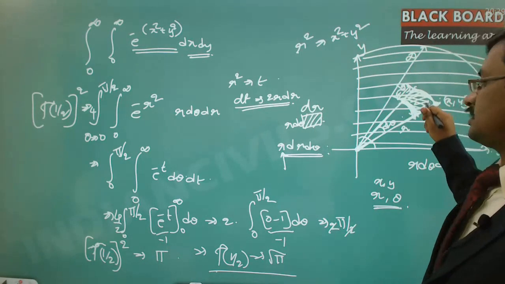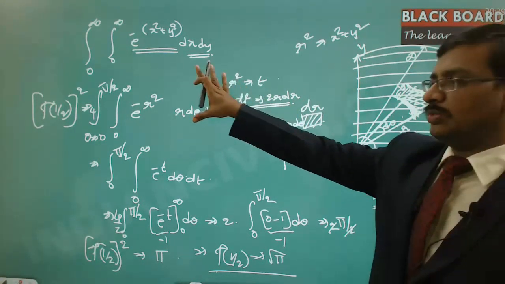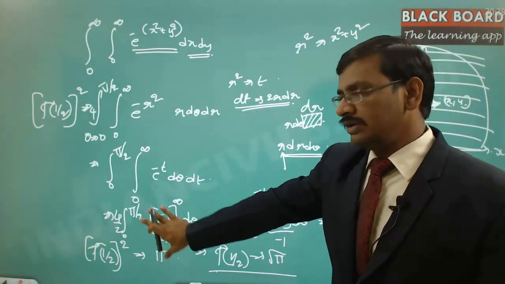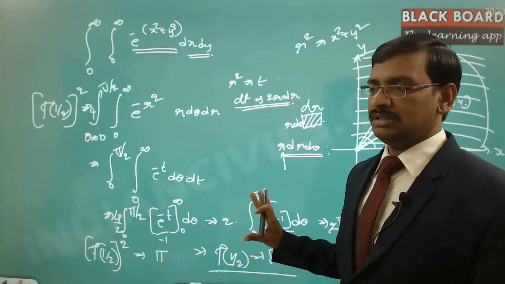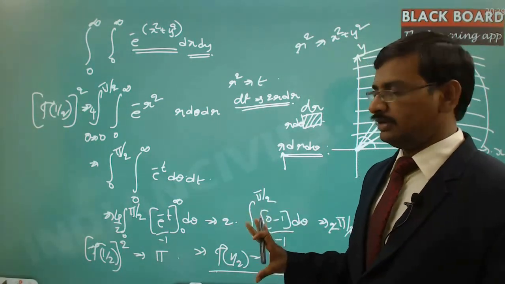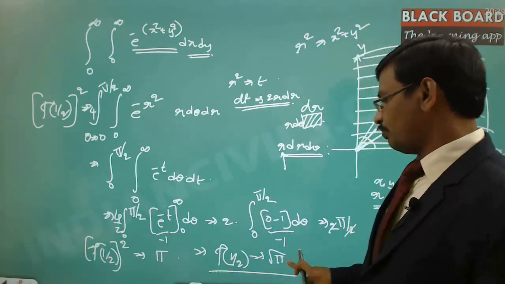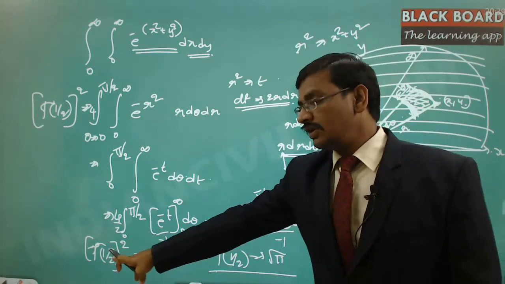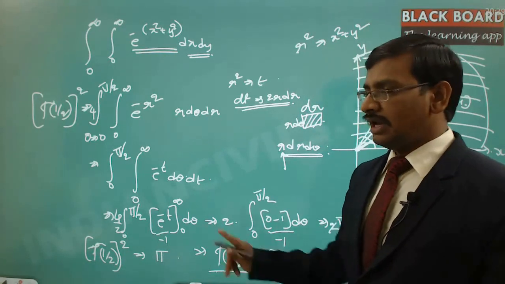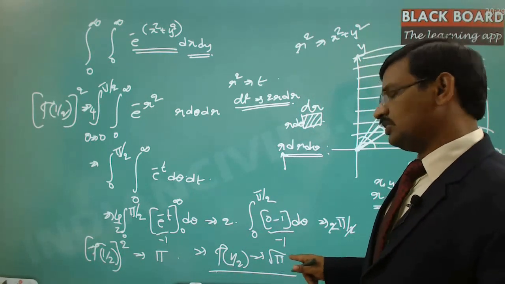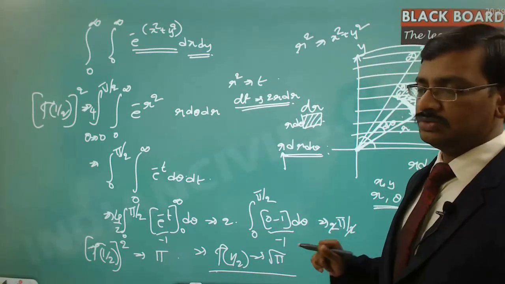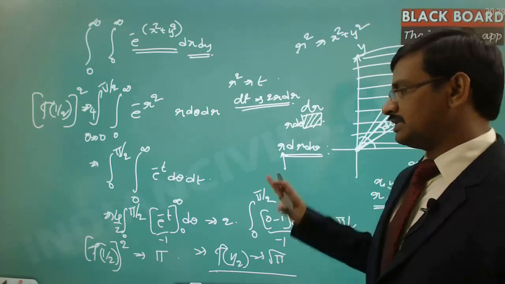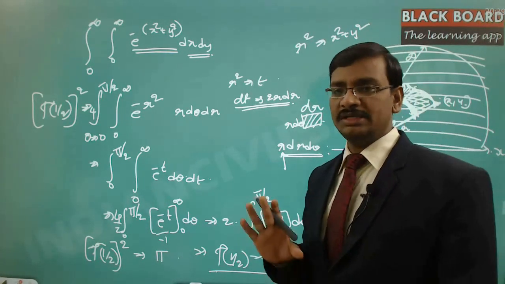In this polar coordinate system, we have just converted everything into the polar form, and then we solve the integral as usual, that is, in the normal way of solving a double integral. So this value leads to pi, and that is the value of gamma of 1 by 2 whole square. Hence gamma of 1 by 2 is going to be the square root of pi. So this is one proof, and this is the basic knowledge that is required.